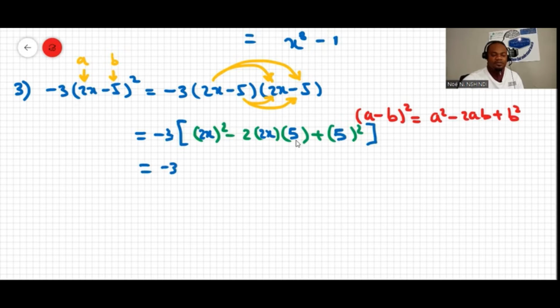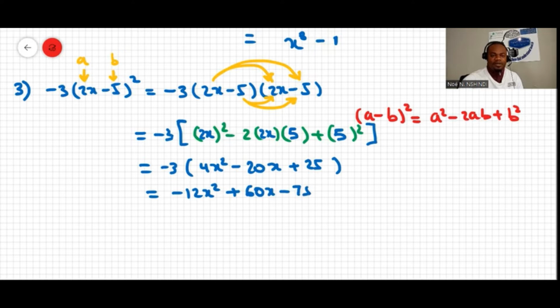This will be -3 open bracket 2x squared makes 4x squared, and then minus 2 times 2x times 5 makes -20x, and then plus 25. Now if we multiply each term by -3, this will make -12x squared, +60x, and then -75. So that's the answer to question 3.